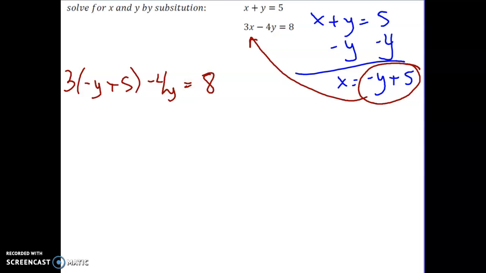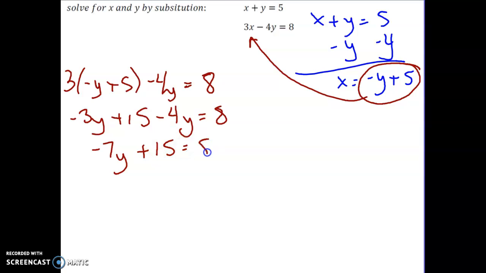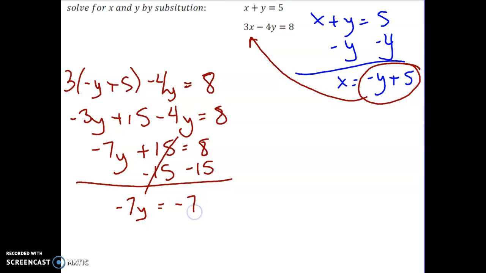All right, so let's solve this for y. What should my first step be? My first step is going to be to distribute that 3 so I can get rid of the parentheses. I want to simplify the left-hand side of this equation as much as I can, so I'm going to combine like terms right there. Subtracting 15 from both sides, negative 7y equals negative 7. Got to get y by itself. Divide by negative 7 on both sides, and y equals 1.